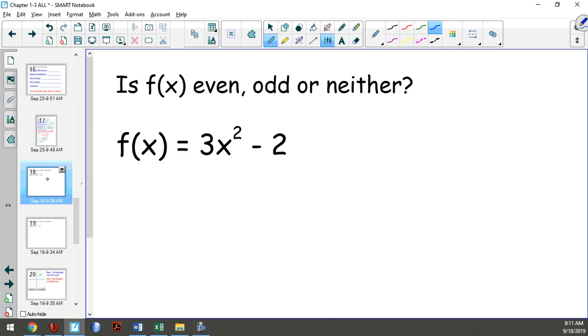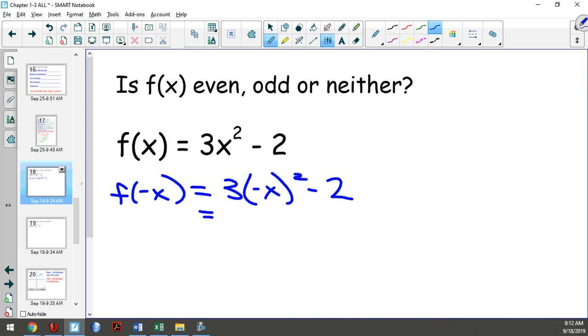Okay, so how do I prove that this function right here is indeed even or odd without graphing it? I'm not going to graph the function, so I have to prove even or odd algebraically. How do I go about doing that? I have to literally do f at negative x. So f at negative x is going to be 3 parentheses negative x squared minus 2. What is negative x times negative x? X squared. So this becomes 3x squared minus 2. Box that in.